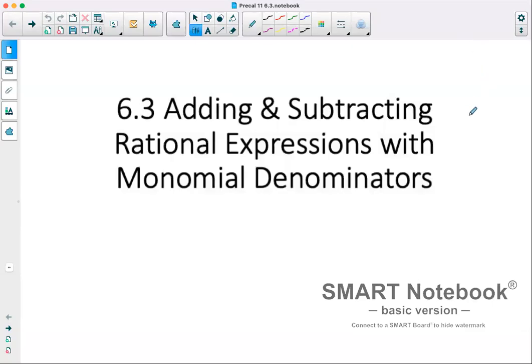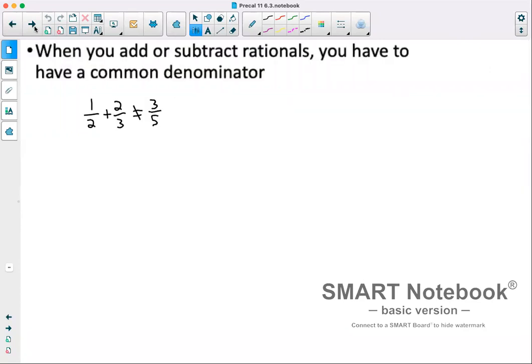Hi, today we're going over section 6.3, which is adding and subtracting rational expressions with monomial denominators. So when you add or subtract two rationals, you have to have a common denominator. You'll remember from the past, if, for example, you had 1/2 plus 2/3, that did not equal 3/5. We needed a common denominator.